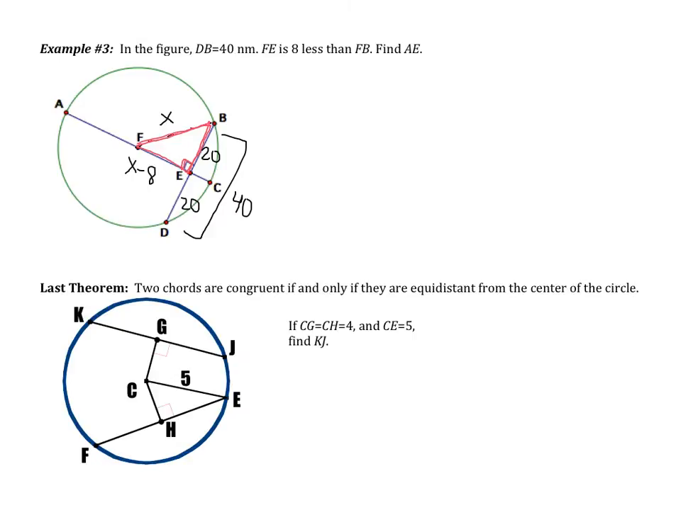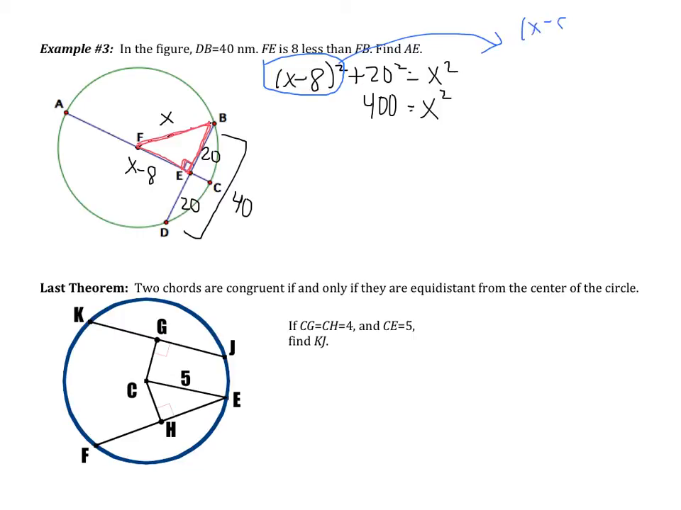Okay, let's see how we did. Our two legs in this example are x minus 8 and 20. So I have x minus 8 squared plus 20 squared equals x squared. x squared is just x squared. 20 squared is 400. This is the part that I'm expecting we had a little bit of difficulty with. Remember that to square something means to multiply by itself. So x minus 8 squared is x minus 8 multiplied by x minus 8.